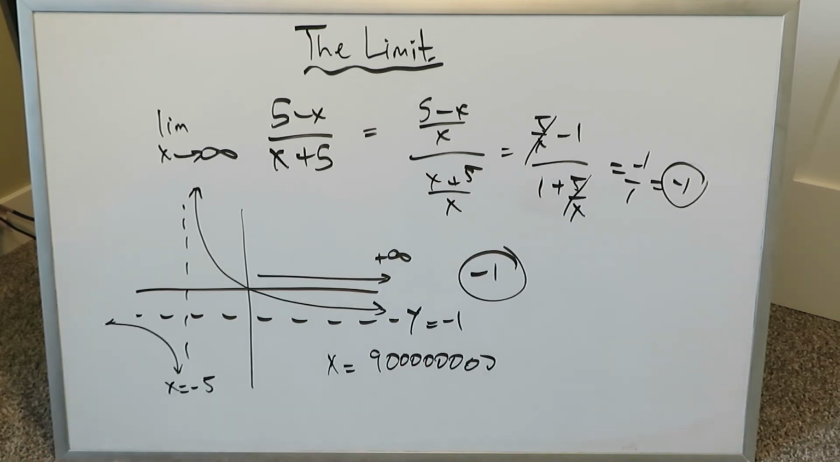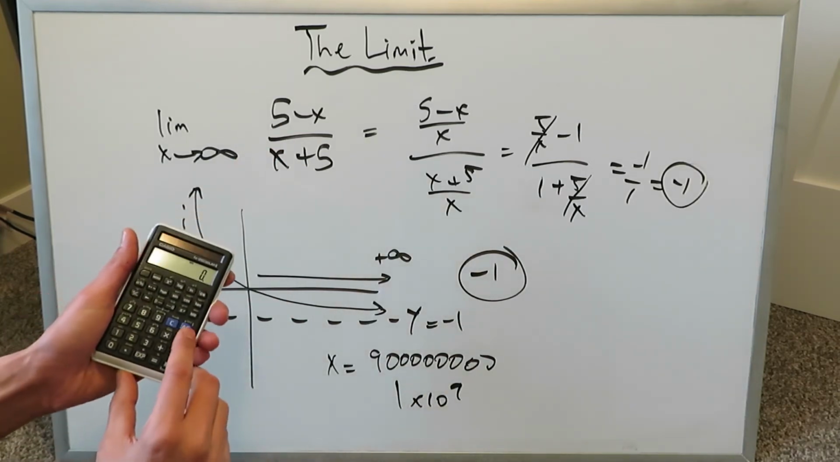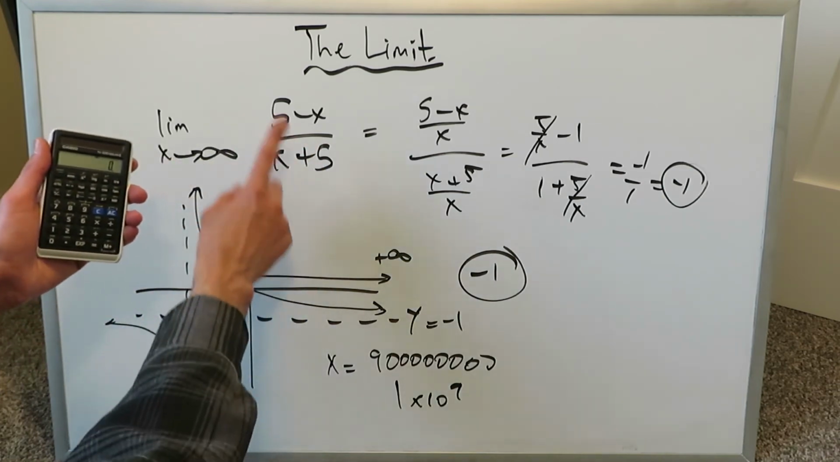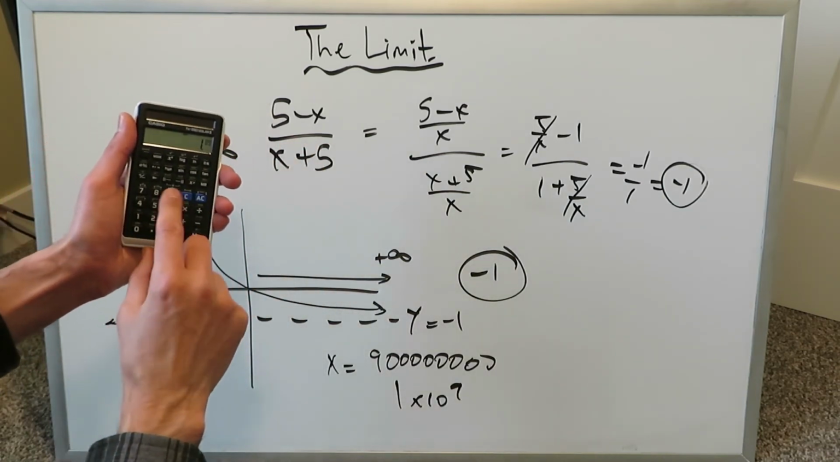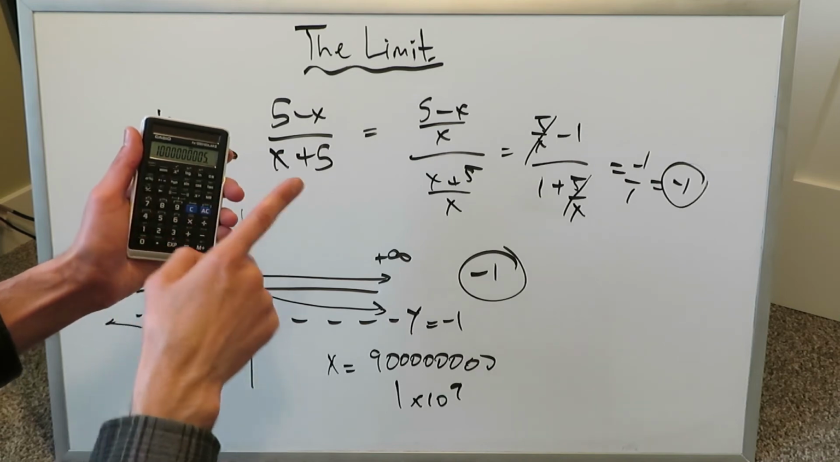We could even have used something like this: 1 times 10 to the power of 9. Plug 1 times 10 to the power of 9 into your function, and we'll do it in the denominator and work upwards. 1 exponent 9 plus 5. This is my denominator expression.